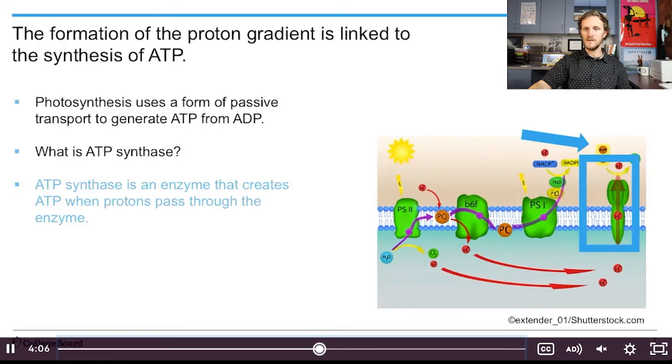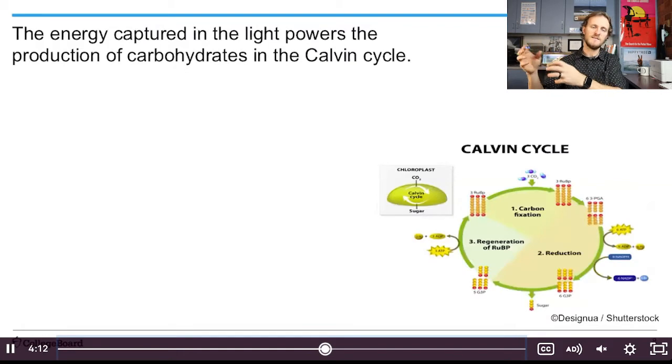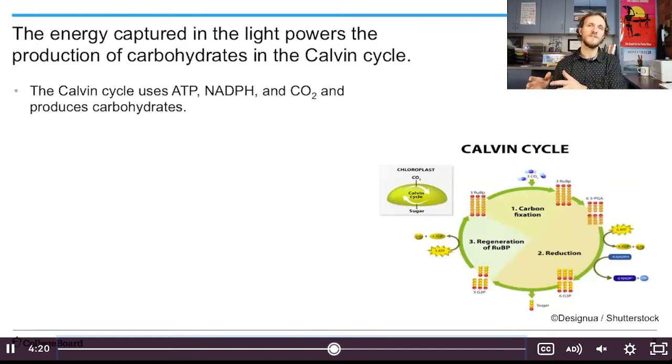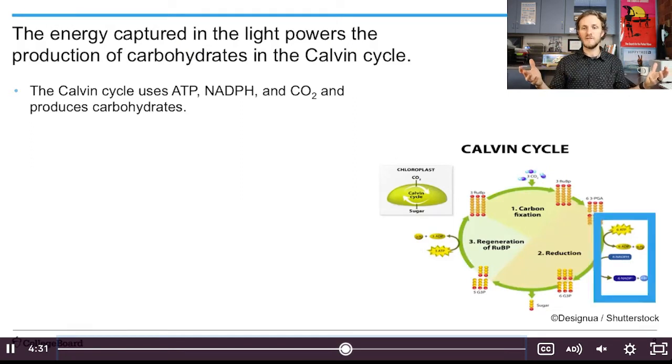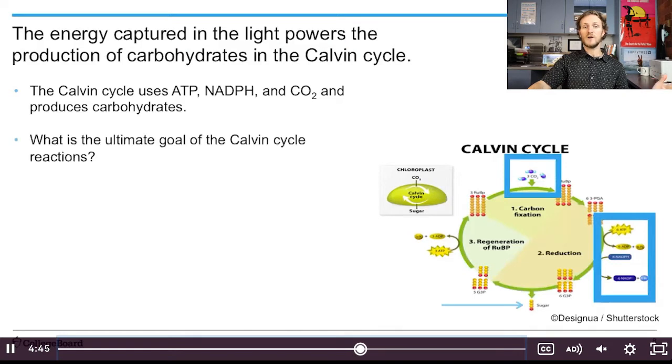So that's what's going on right here. This part twists and spins and then takes the ADP and adds the phosphate, and now we have ATP again. The energy captured in the light powers the production of carbohydrates in the Calvin cycle. The Calvin cycle is going to use three things: ATP, NADPH, and CO2, carbon dioxide, to produce carbohydrates. Over here you can see both of those chemicals being used. ATP becomes ADP, then this goes back to the light reactions. NADPH becomes NADP, and then also we have an input of carbon dioxide.